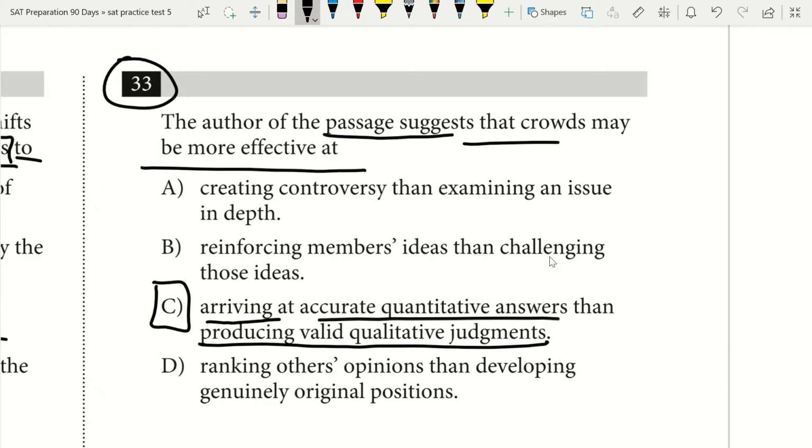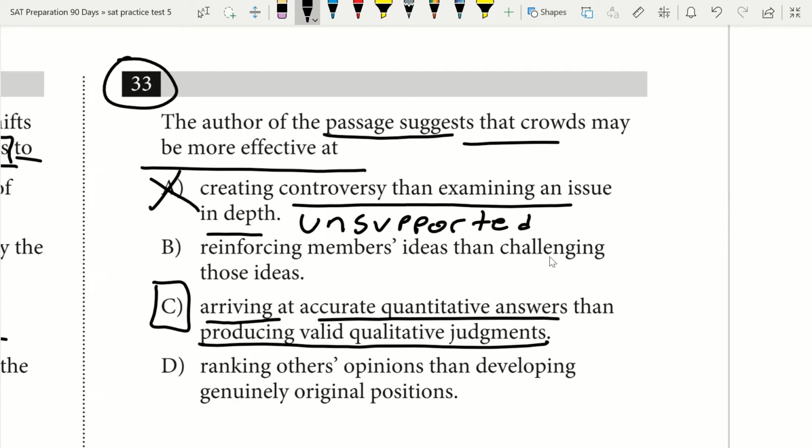Now, I also want to go through A, B, and D and tell you why those are wrong real quick. For A, B, and D, all three are wrong for the same reason in this case, and that's that the author never makes these claims, right? He never says that crowds may be more effective at creating controversy than examining an issue in depth. He never says that, therefore it's unsupported and wrong. Any answer choice that can't be supported by the text is wrong.